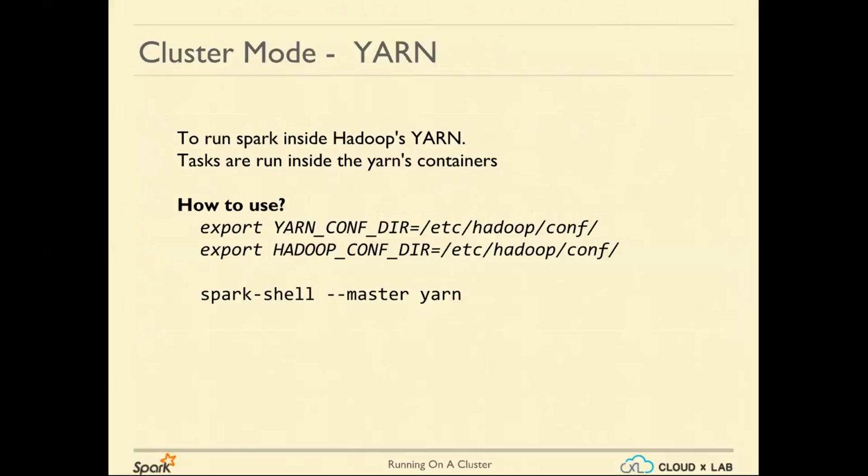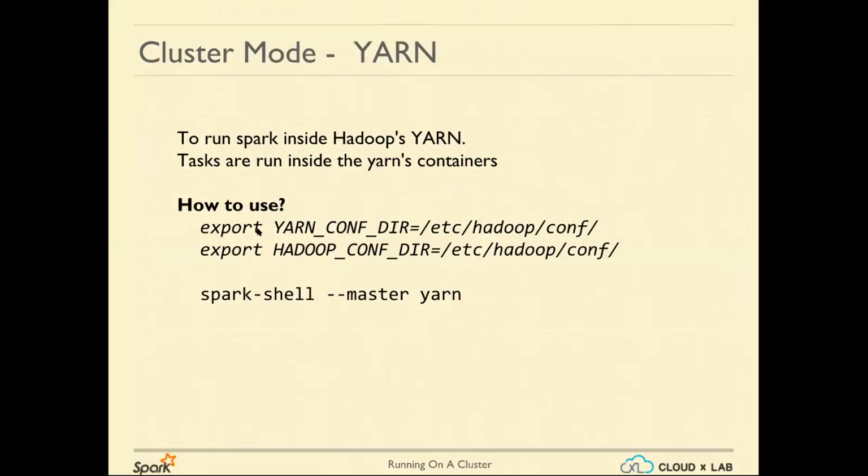All right. Now the second cluster mode is YARN. To run Spark inside Hadoop's YARN, we need to specify these two variables. These two variables are very important for Spark. This is how Spark discovers Hadoop.